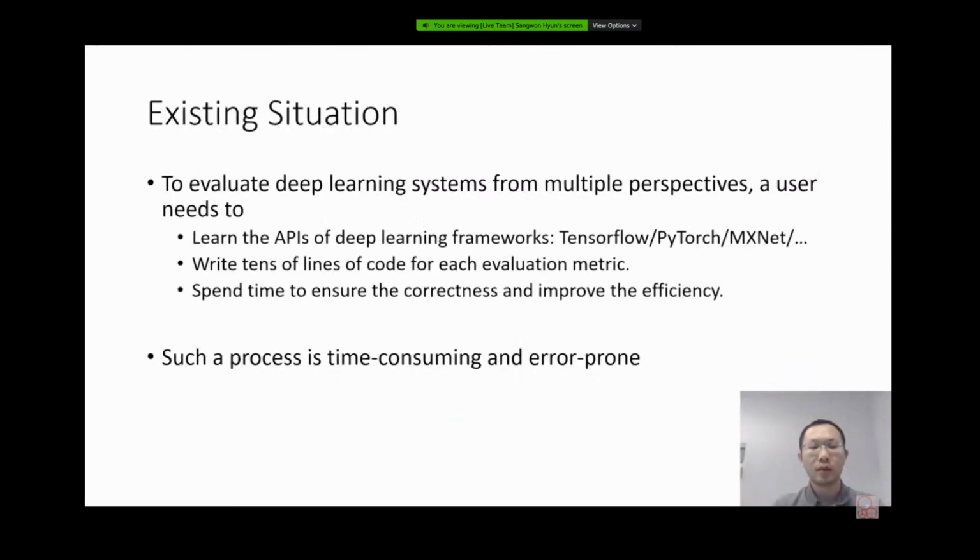Currently, if you want to evaluate deep learning models from multiple perspectives, you need to do the following things. First, you need to learn the API of deep learning frameworks. Second, you need to write tens of lines of code for each evaluation metric. After that, you need to spend some time to ensure the correctness and improve the evaluation efficiency. Such a process is time-consuming and error-prone.